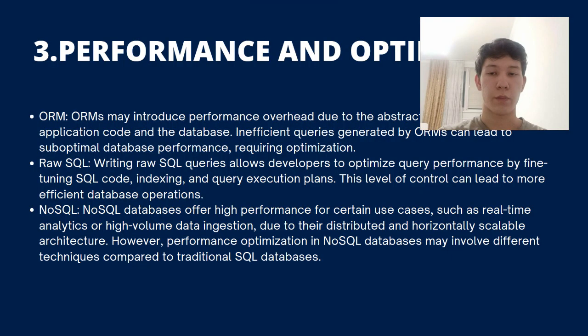And the performance and optimization. ORMs may introduce performance overhead due to the abstraction layer between application code and the database. Inefficient queries generated by ORM can lead to suboptimal database performance, requiring optimization. Writing raw SQL queries allows developers to optimize query performance by fine-tuning SQL code, indexing, and query execution plans. This level of control can lead to more efficient database operations.